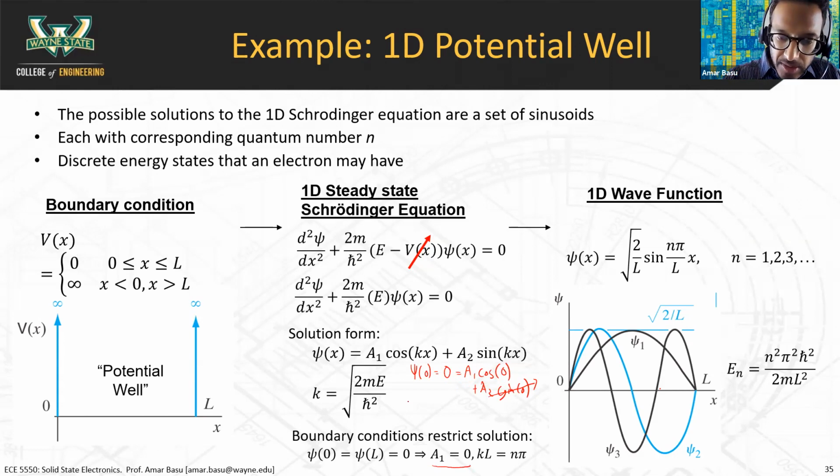The second boundary condition is psi of L is equal to 0. So that means A1, oh, we know A1 is 0, so we can just get rid of that.